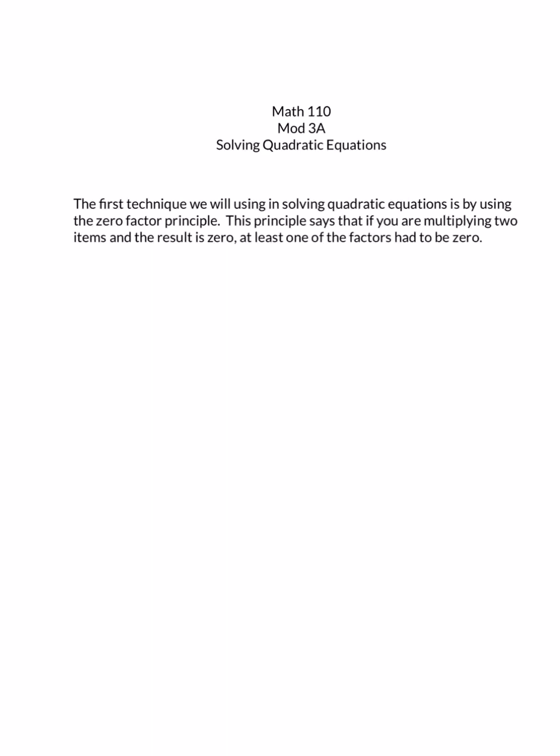In our next module, we are going to be looking at solving quadratic equations. And the first technique that we're going to use will be using the zero factor principle. This principle says that if you are multiplying two items and the answer that you got is 0, at least one of those factors that you were multiplying had to be a 0. We are going to solve these given equations by using the zero factor principle.